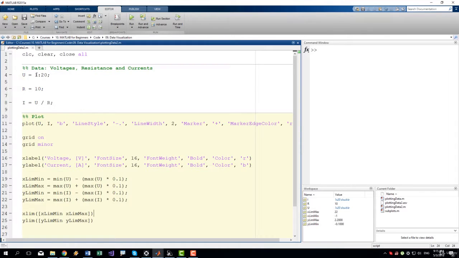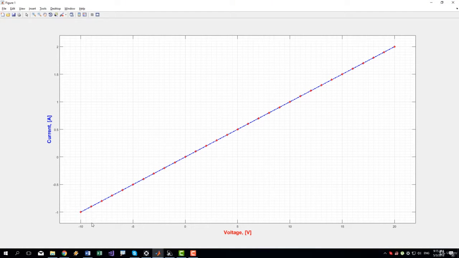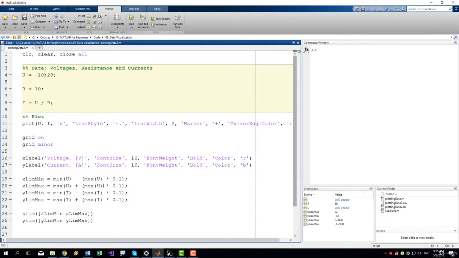This is helpful because if I now change my voltage from minus 10 to 20, we get a lot more values, but you can see that our graph limits were correctly recalculated, and now our minimum axis starts from -10, and we have a little bit of excess to the left of the -10, and the same goes on the other side of our graph. The same goes for the y limits as well. That way, all of our limits are automatically recalculated for any size of graphs.